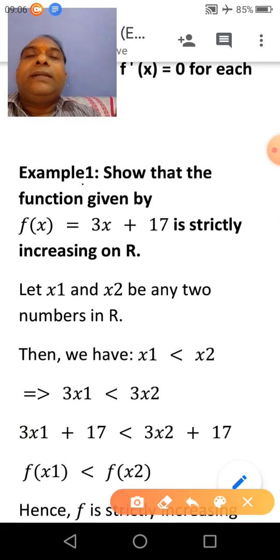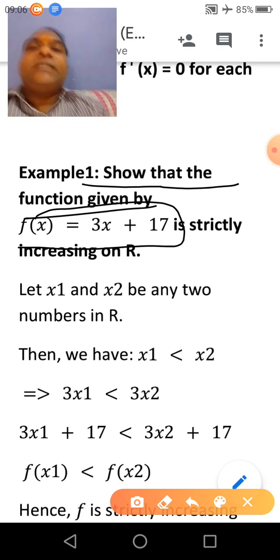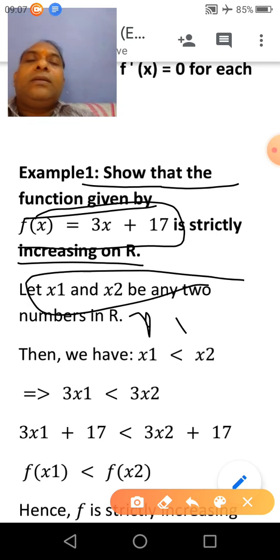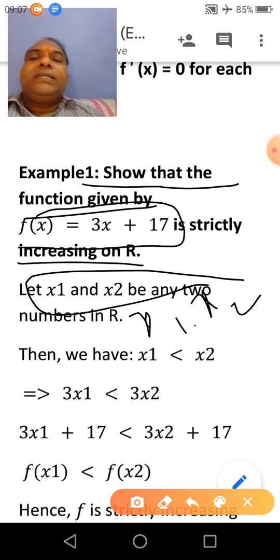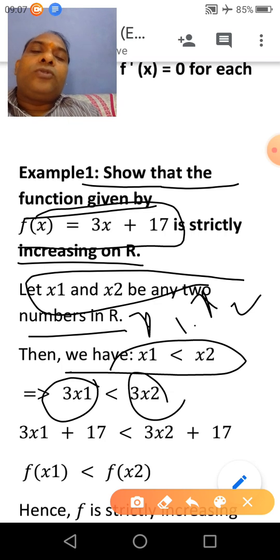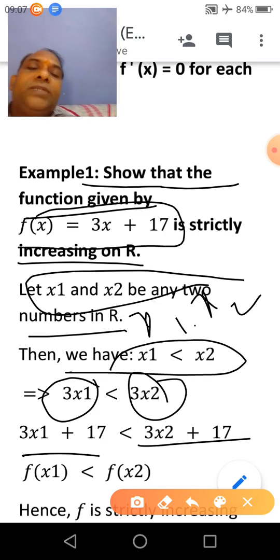Show that the function f(x) is equal to 3x plus 17 is strictly increasing on R. Let x1, x2 be any two numbers in R. We have x1 is less than x2. So when x1 is less than x2, then 3 times x1 will also be less than 3 times x2. Now adding 17 on both sides, 3x1 plus 17 will be less than 3x2 plus 17.